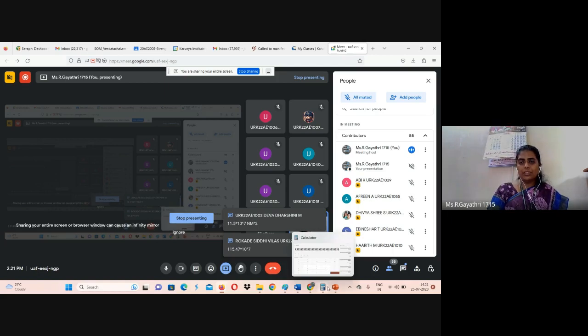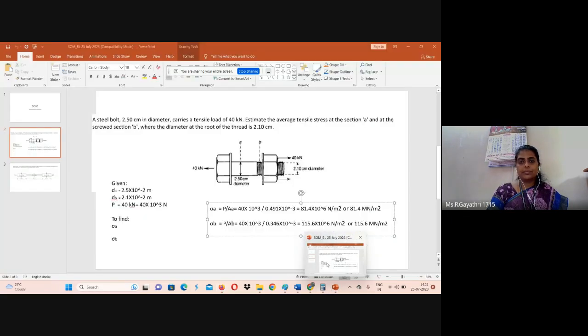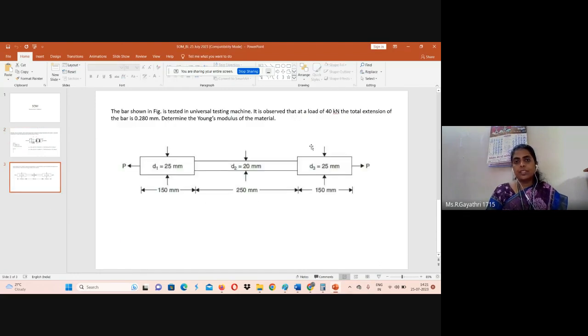Okay, now we can move to the second problem. See this diagram. You can tell me how many sections are in this bar, the material of this bar, and the given conditions and unknown parameter. Augustine, can you answer? Given data, unknown parameter, material, and number of sections. Can you answer?